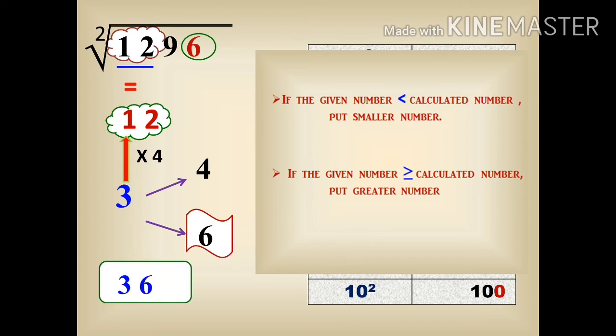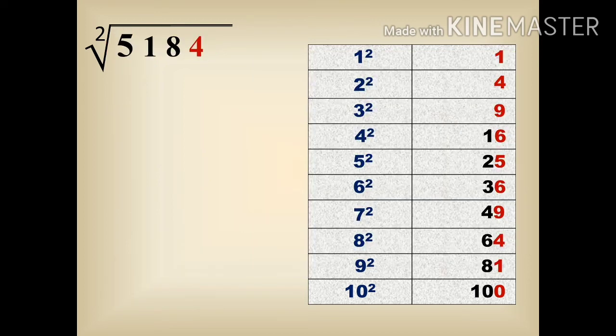If the given number is greater than or equal to the calculated number, we are supposed to write the greater number. In case the given number is less than the calculated number, we are supposed to write the smaller number. Okay. Let's solve two or more problems using the same model.